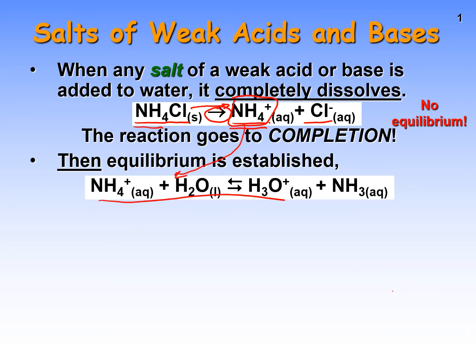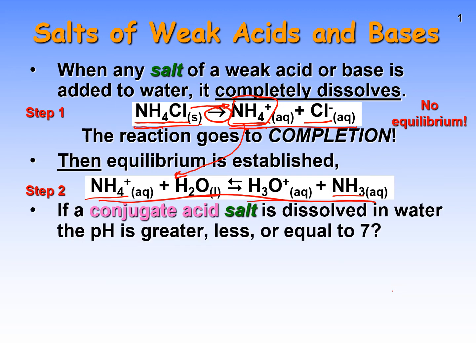Here's our weak acid dissociation. NH4+ is reacting with water in the solution to form H3O+ and NH3. This has a Ka. And so problems like this are generally going to involve two steps. First, we dissociate the salt, like so. There's no equilibrium here. And then we do an equilibrium. It could be a Ka, it could be a Kb equilibrium, depending on what the salt is and whether or not it's going to make an acidic solution or a basic solution.